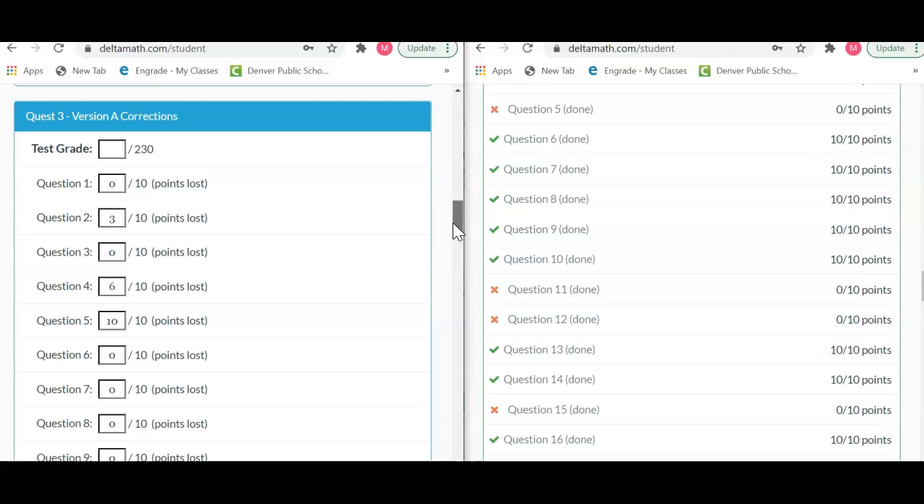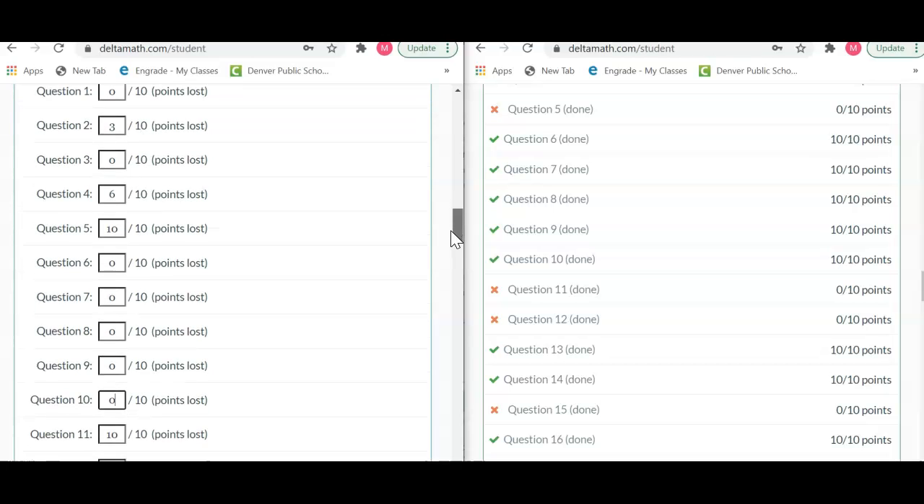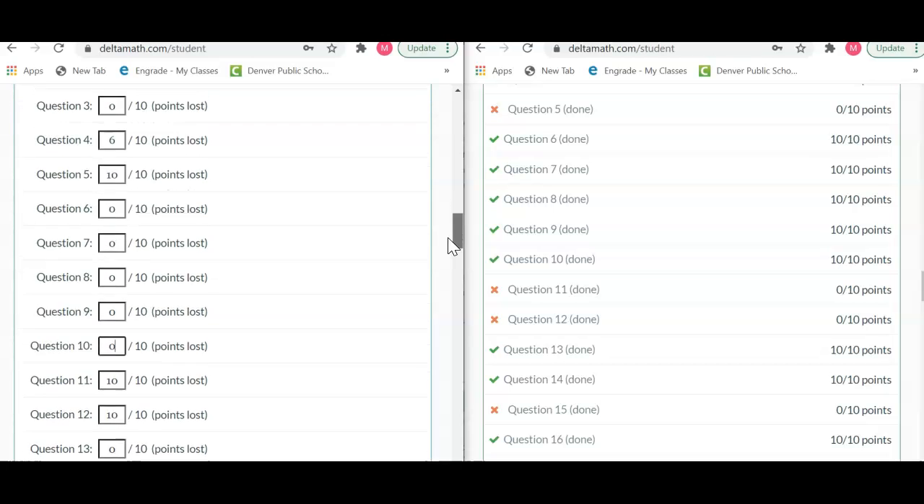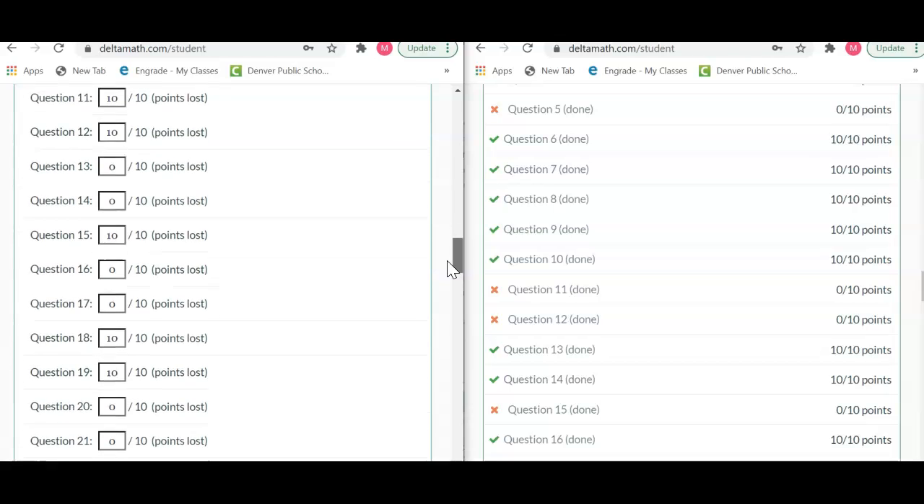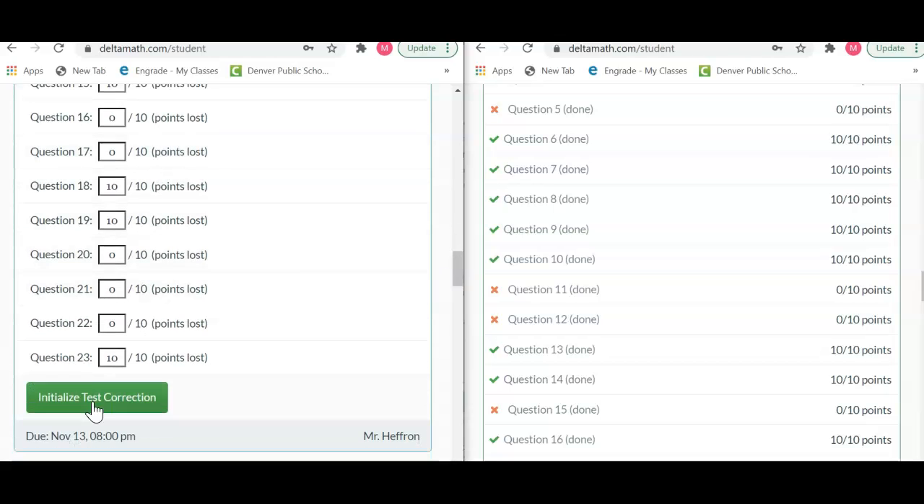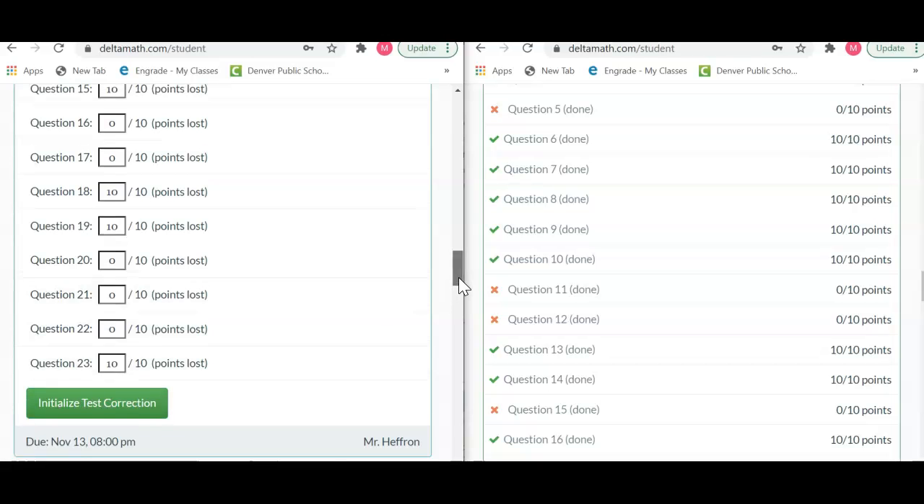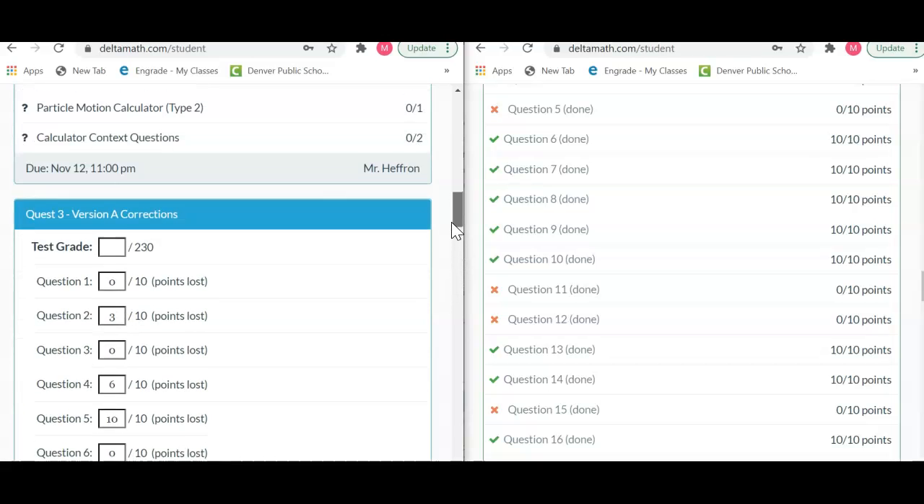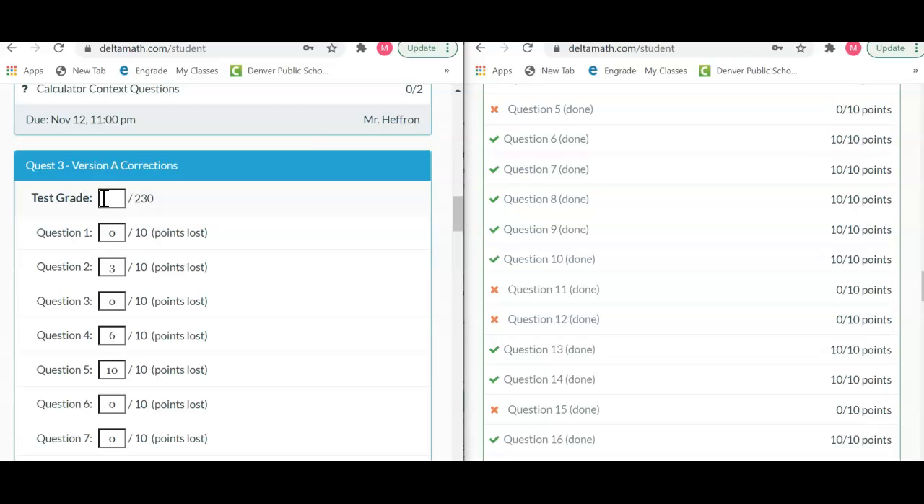So then, when I've got everything populated with no decimals, 3, 0, 6, 10, 0, 0, 0, 10, all the way down, everything's all done. Before I hit this initialize test correction, I have to fill in my test grade. Well, my test grade is the 230 points total minus all of these that I missed.